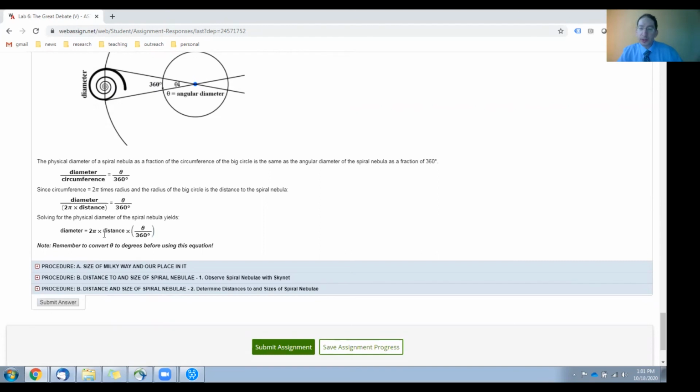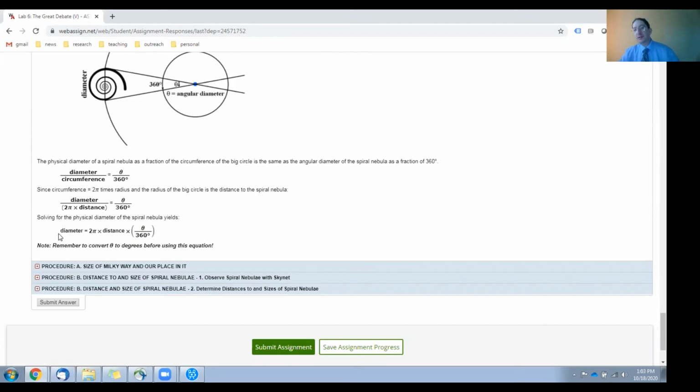And so you'll input the distance to the Cepheid variable star, and hence to the spiral nebula, here. You'll input the angular diameter of the spiral nebula that you measured in Afterglow here, but be sure to convert it to degrees first, and then you calculate the physical diameter.